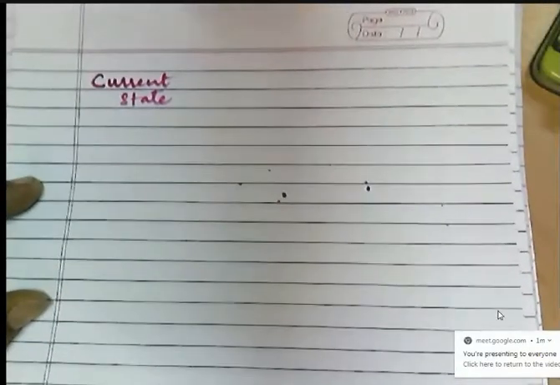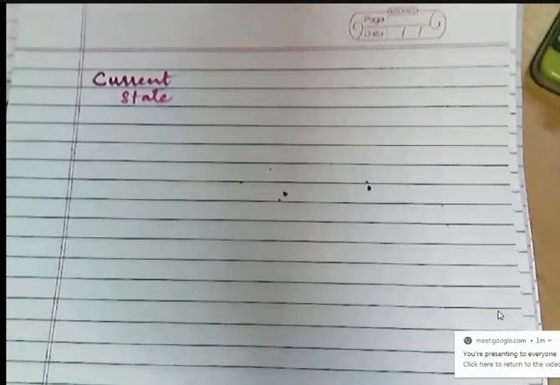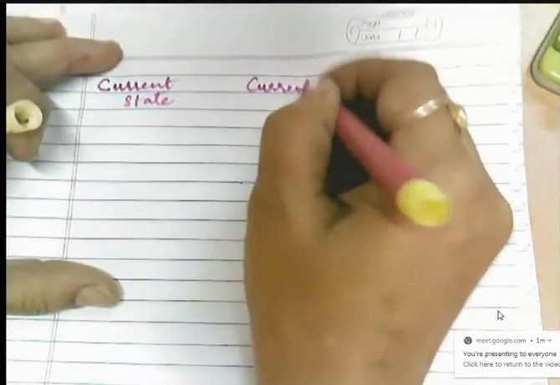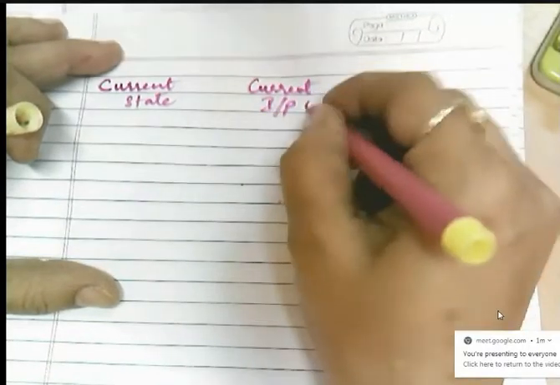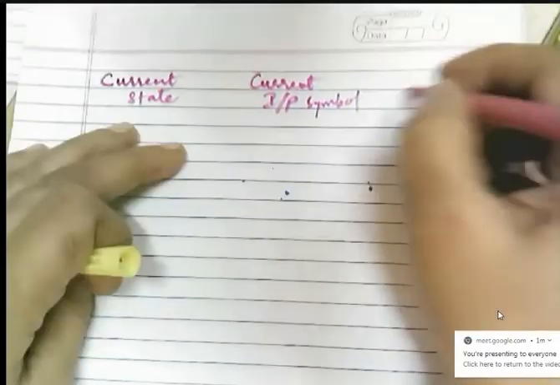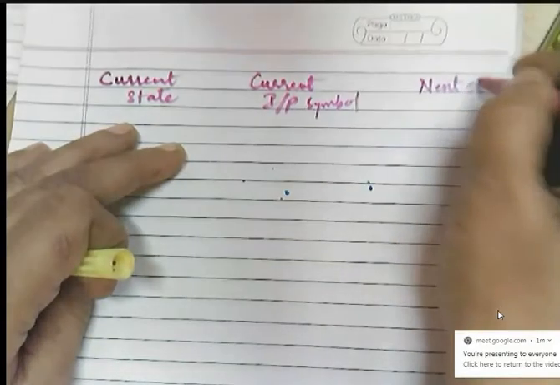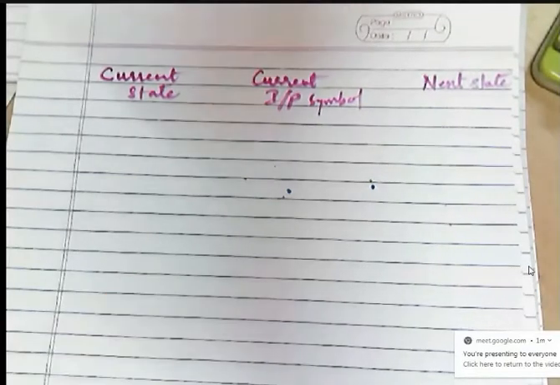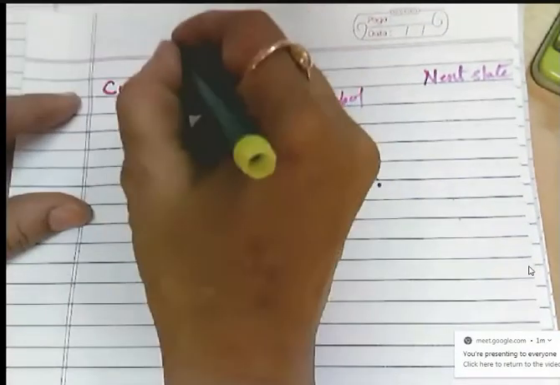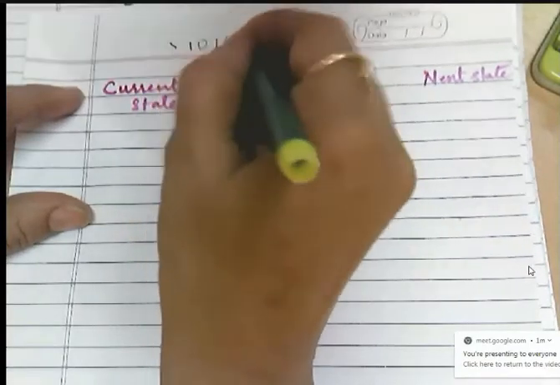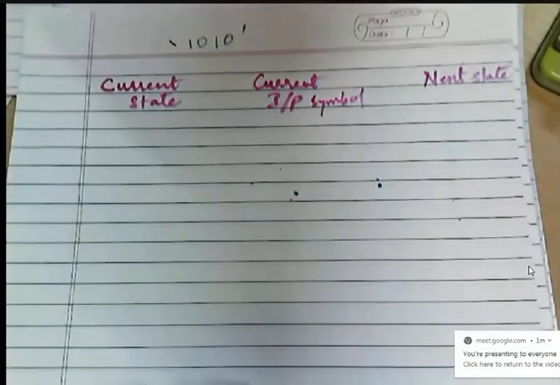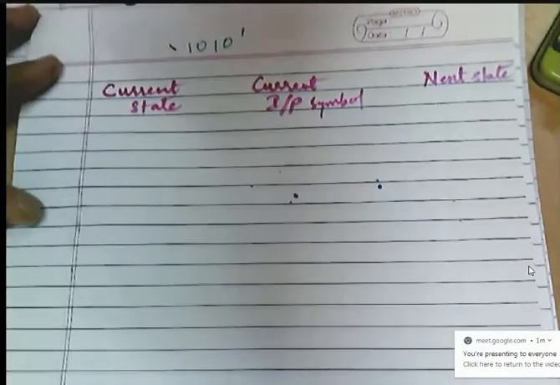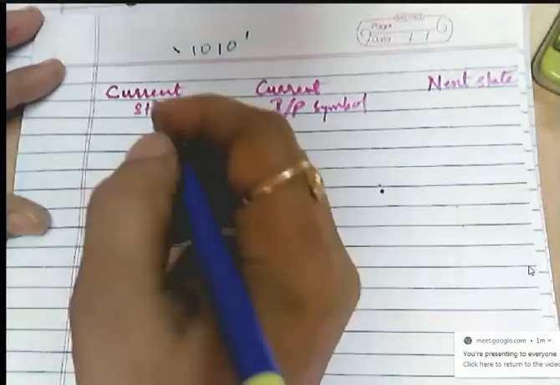Likewise, I should have this. It will have current state, then second current input symbol, and third thing will be the next state, because in this we are not having output with us. Now I'll be simulating for the example which is 1010. We know that it is having even number of zeros and even number of ones, but whether the machine is also giving the same decision or not, we have to show it.